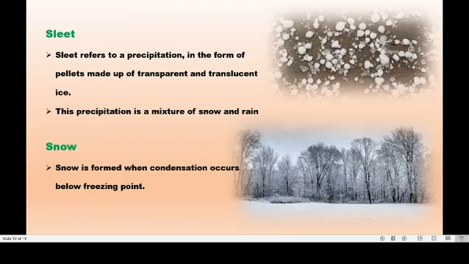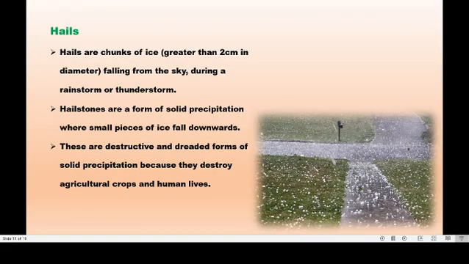So what do you mean by snow? Snow is formed when condensation occurs below freezing point. If the water droplet is below the freezing point, it freezes like a cube, the solid packed structure known as snow.